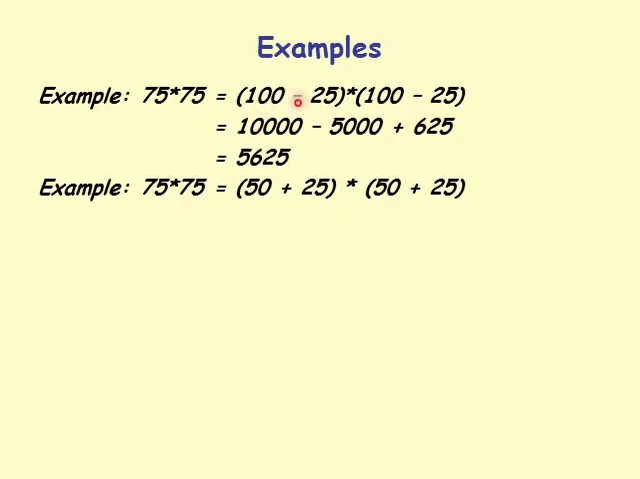Let's continue. Let's do it another way. So instead of doing subtraction here, let's do 50 plus 25. So split 75 into two parts, 50 and 25.